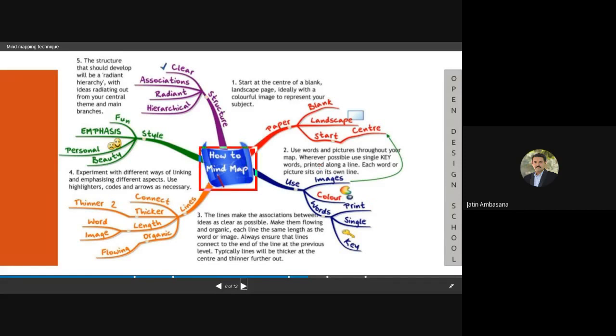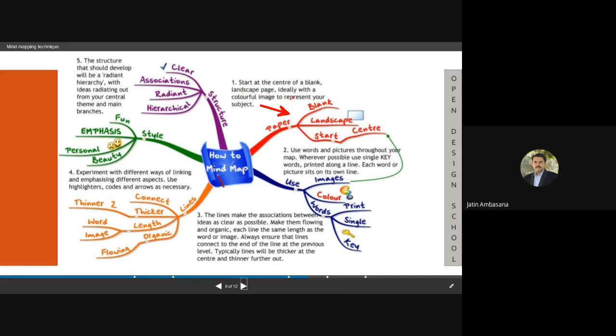See, how to write a mind map? Basically, we use paper. What kind of paper? Blank paper, landscape. And you will start in the center. So you see, this whole statement has been represented as this particular branch. The statement number 1 has been represented as this branch. You see, check this out.